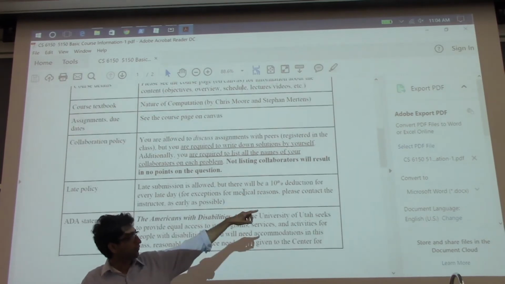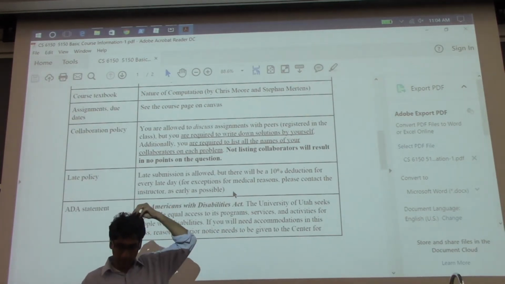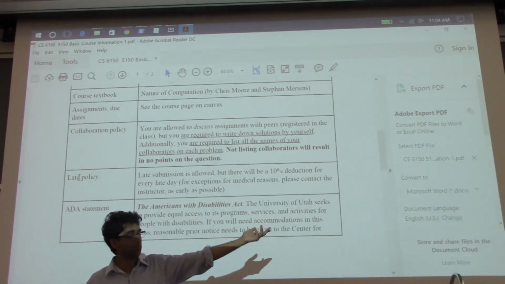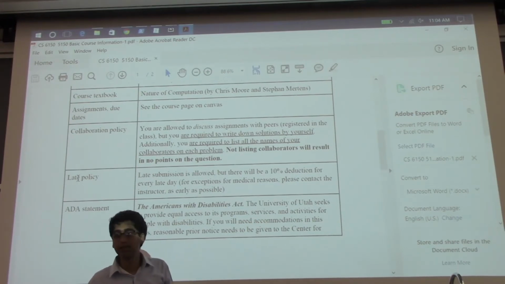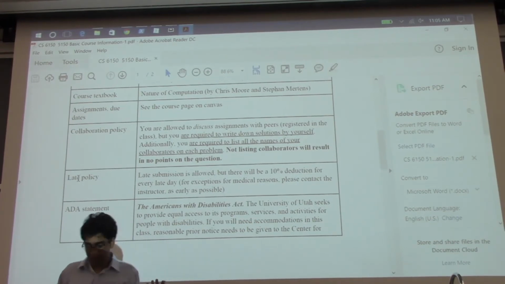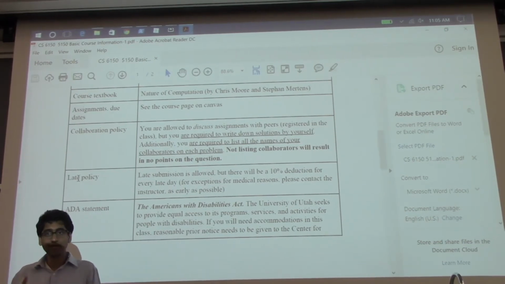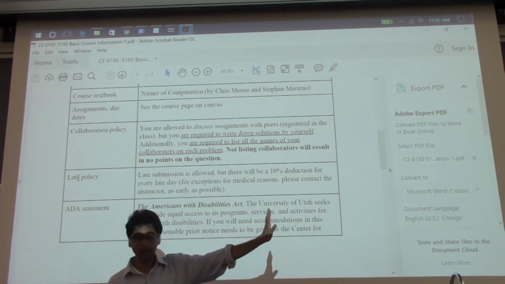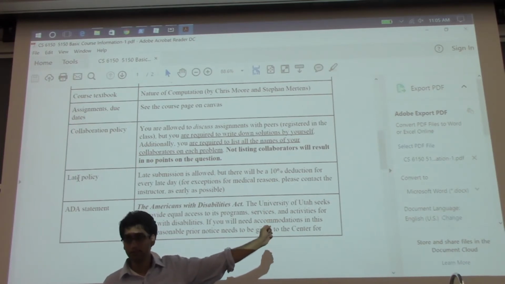And also there's a lot of policies here. We will discuss some of these in a bit. But the late policy is something you should probably be aware of. You can submit late, but it's a 10% deduction for every late day. I'm not super strict about this, in the sense that if the deadline is midnight and you submit at 4 AM, it's probably okay. But roughly speaking, there will be a deduction for every day.